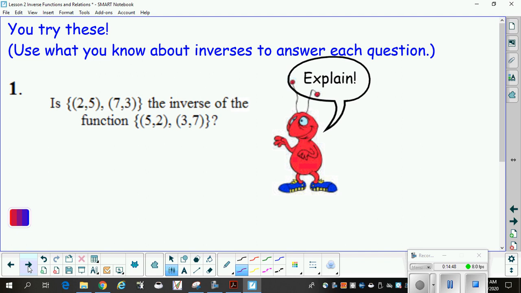Now, try some of these problems. Use what you know about inverses to answer each question. As I come to a question, pause the video, answer it, and then resume. So pause.